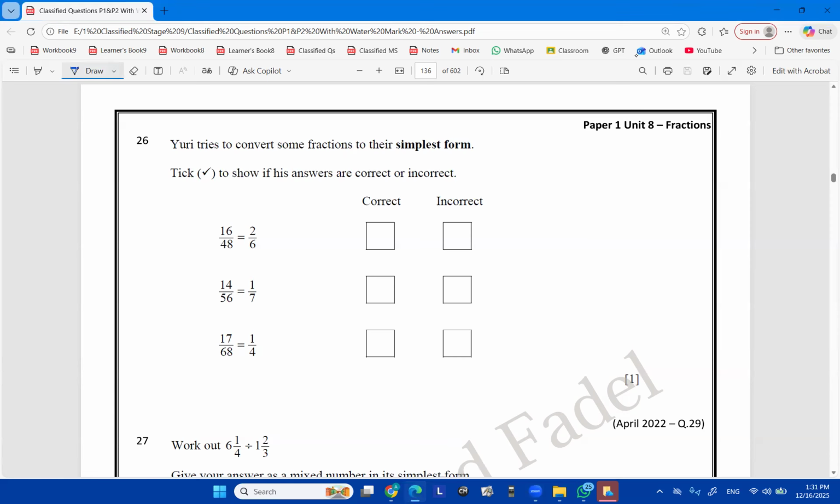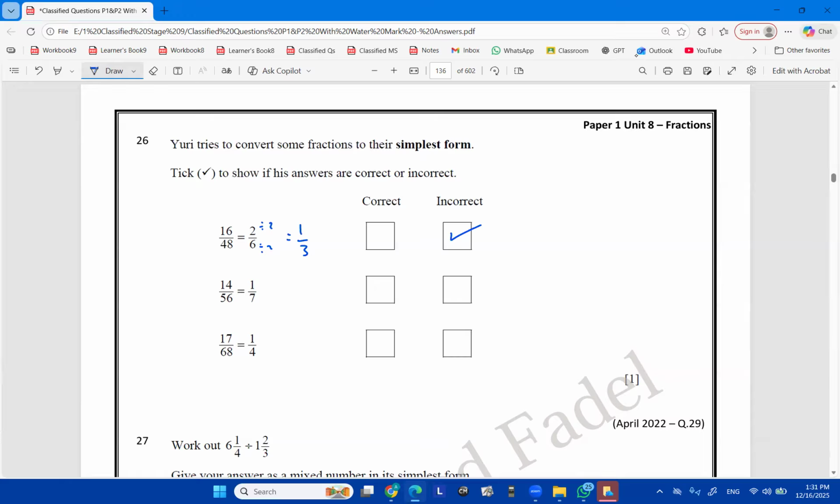Here I'm going to divide this. He divided this by 8 and divided this by 8 as well to get 2 over 6. But this is incorrect because it's not the simplest form. He needed to divide here by 2. Divide here by 2 is going to give you 1 over 3.